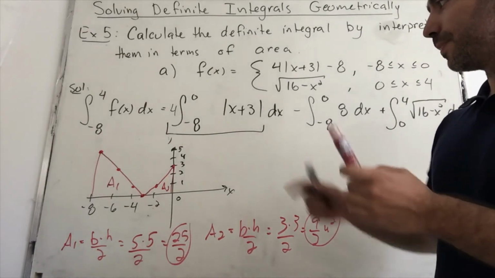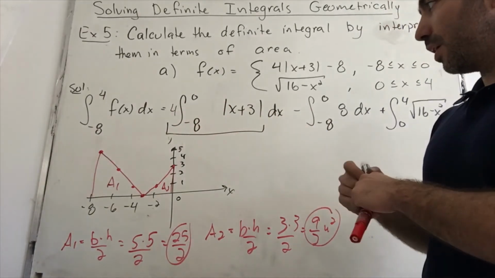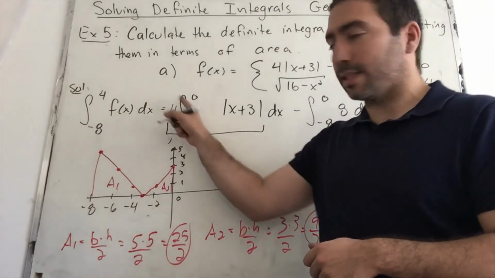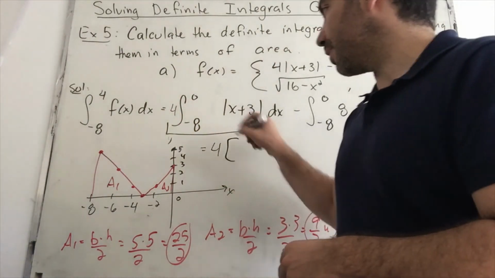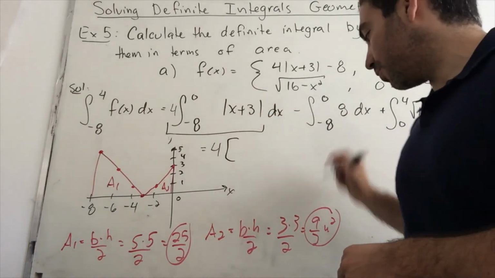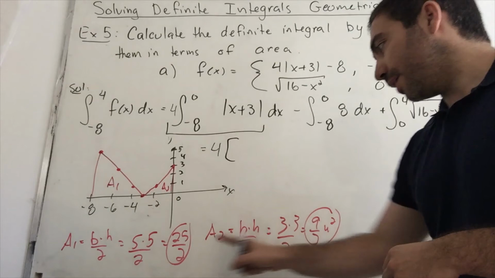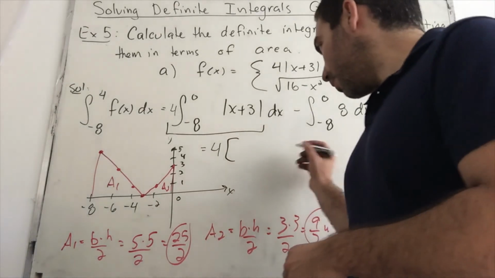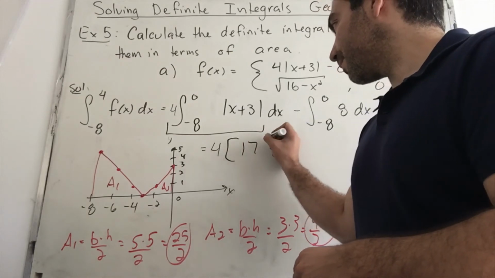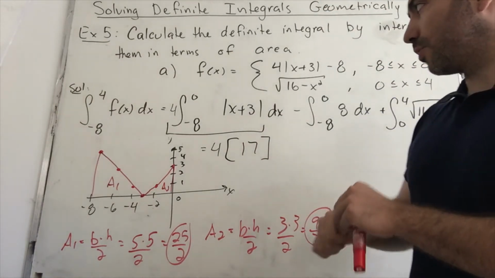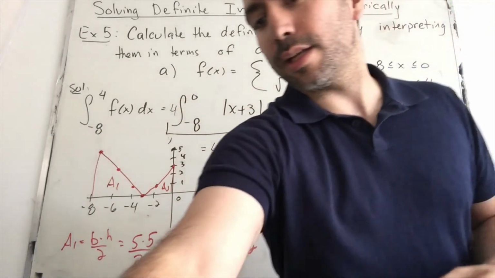So in total, this region here is equal to 4, because we still have the 4 that's sitting on the outside, times the area from -8 to 0 of this function, which gave us 25 on 2 plus 9 on 2. Adding the numerators, we get 34 on 2, which is 17. So that's this piece here. Let's erase and do the next piece.